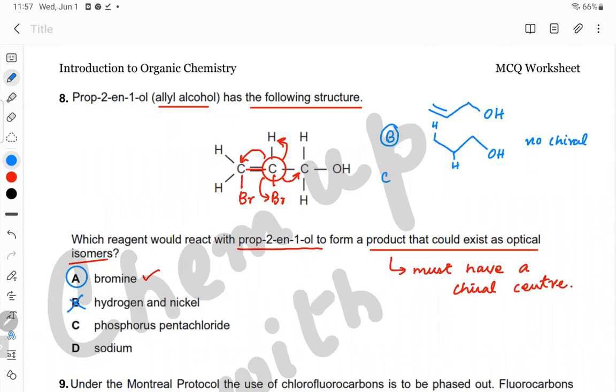Then if you look at C, we will be using phosphorus pentachloride, and in the presence of phosphorus pentachloride, no reaction occurs at the carbon-carbon double bond, and OH is displaced by Cl. So again, no chiral center, a nucleophilic substitution occurs. So C goes wrong as well. And in D, when we react with sodium, the H of the alcohol gets displaced, and again no chiral center.